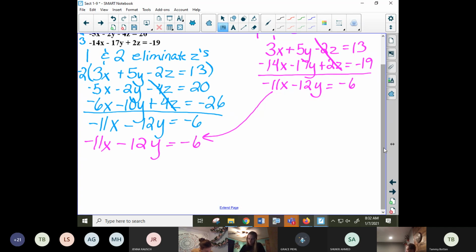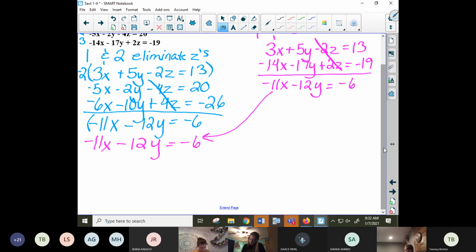Now this one just happens to be identical already. So that might tell you right there that it's infinitely many solutions. What that means is these are the same line. So they are going to intersect on each point on that line.